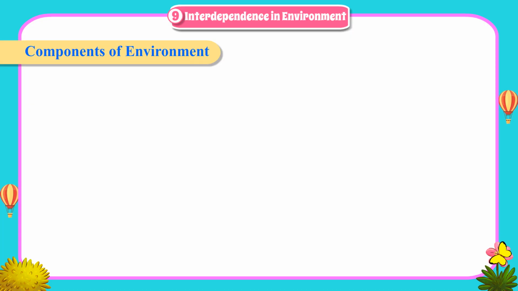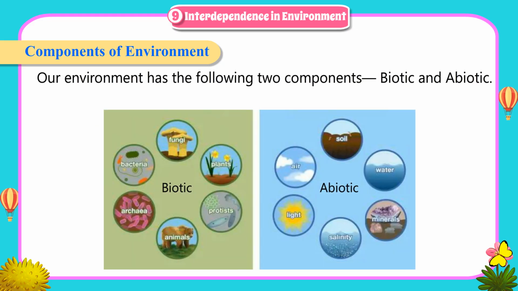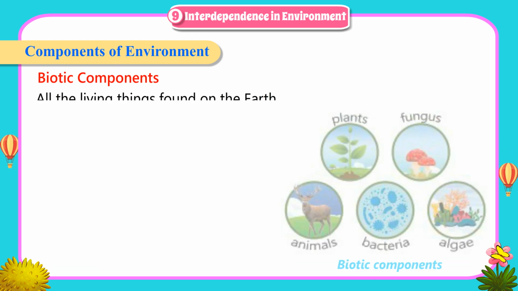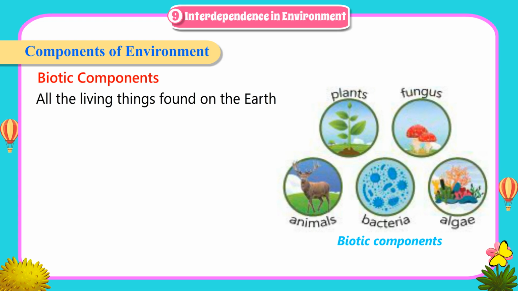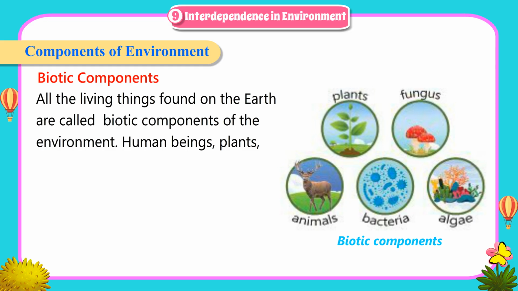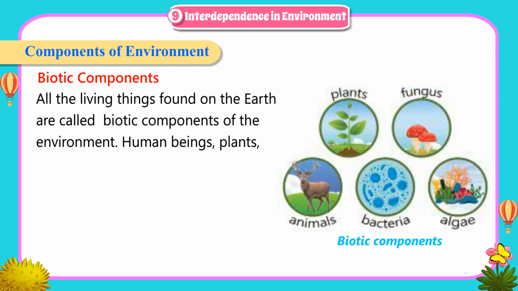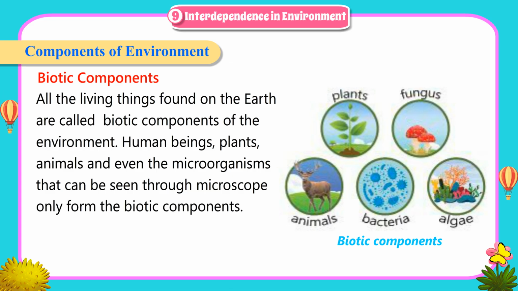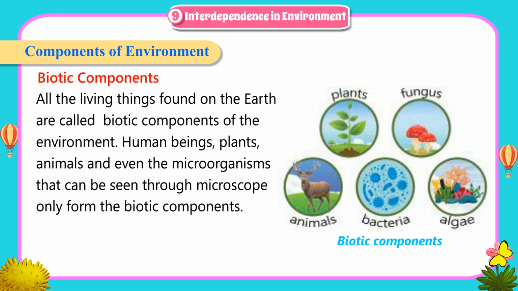Components of environment. Our environment has the following two components: biotic and abiotic. Let us know about them. Biotic components. All the living things found on the earth are called biotic components of the environment. Human beings, plants, animals and even the microorganisms that can be seen through a microscope only form the biotic components.